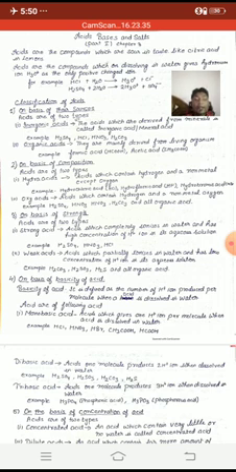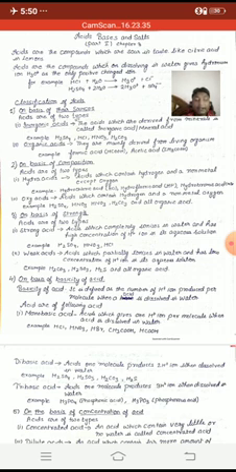Next is on the basis of strength. On the basis of strength, acids are of two types. First, strong acids and second, weak acids. Strong acids are those acids which completely ionize in water and give high concentration of H+ ion in its aqueous solution. For example, sulfuric acid, nitric acid, and hydrochloric acid.